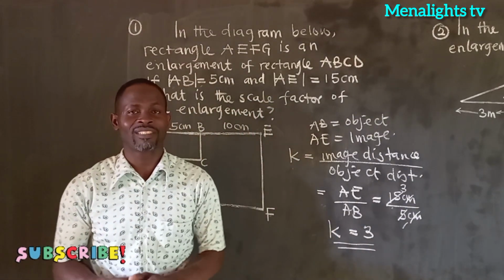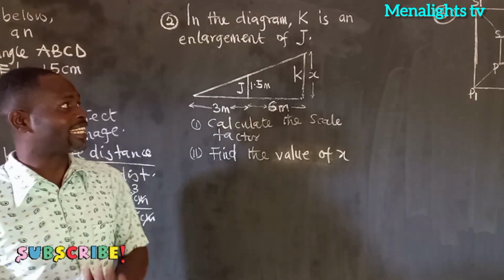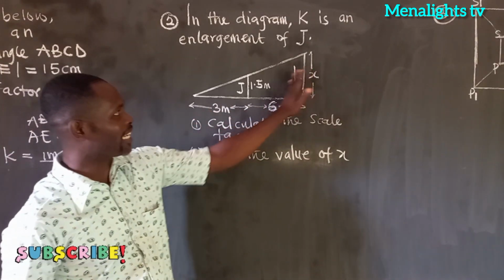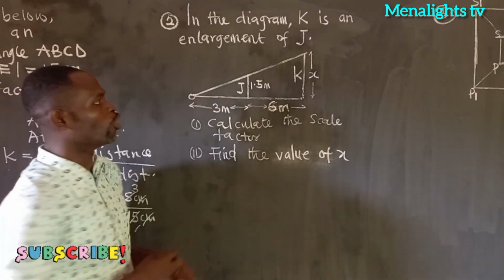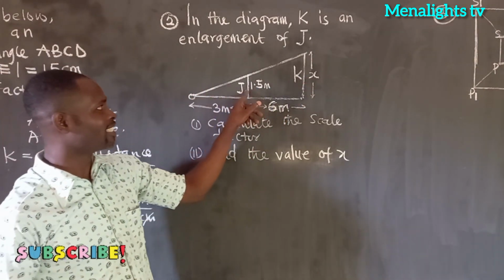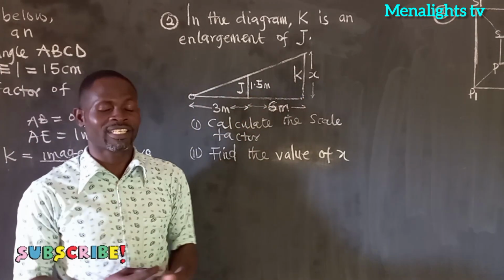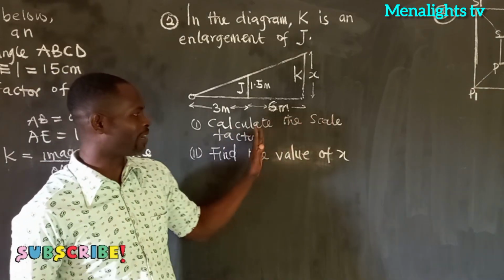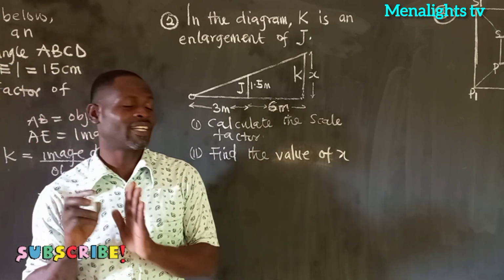Now let's look at the second question. In the diagram, K is an enlargement of J. So this is the K, it's an enlargement of this. So it means that when you start from here as the origin O, from O to J, that is the object, then from O to K, that is the image. So from the question, you have to calculate the scale factor, and then after that, you find the value of X.